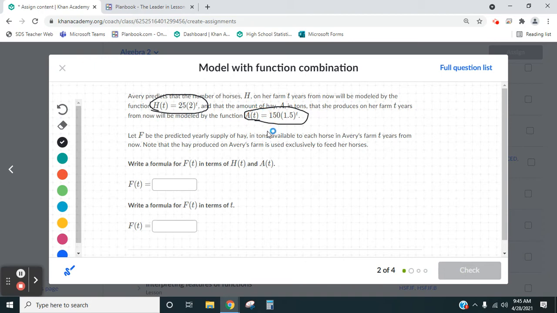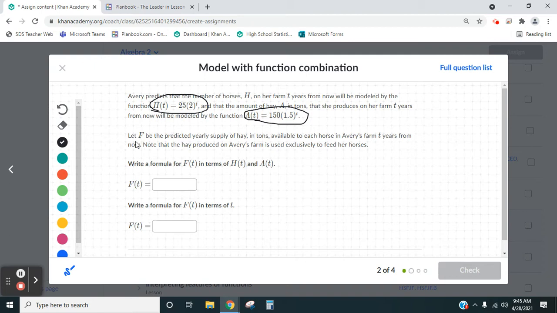This one is so confusing because they use H for horses, and then we want to figure out a letter to use for hay, but they use the letter A since they already used the letter H. Okay. Yeah, there you go. O for oats, you mean? Yeah. Genius.